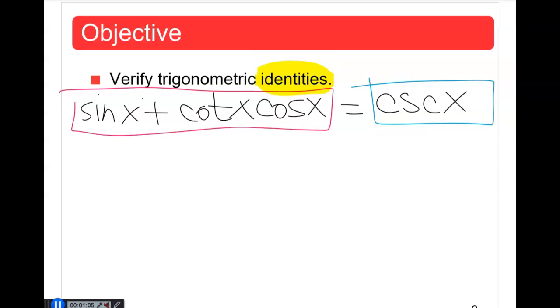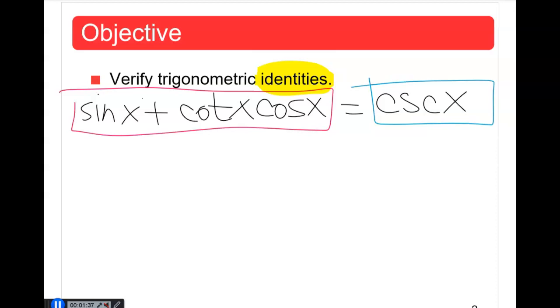And so to verify this, what we're going to do is turn one side into the other. So for that reason, we can only choose one side to work on. And it's actually better if you go from a more complex side and try to make it look like the simple one. So we're going to start with the left side. And to verify that this is true for all values of x, we're going to make it look like the right side. So it's going to be, at the end, cosecant of x.